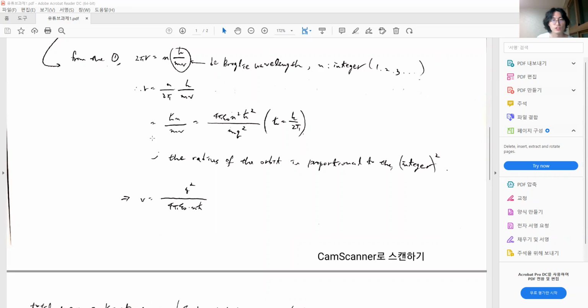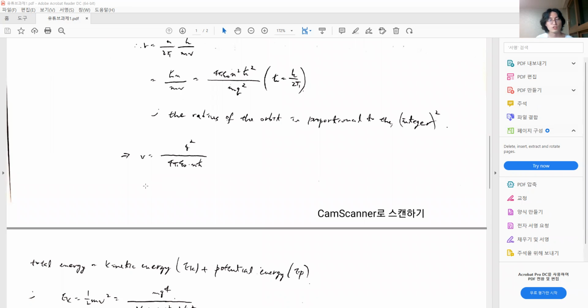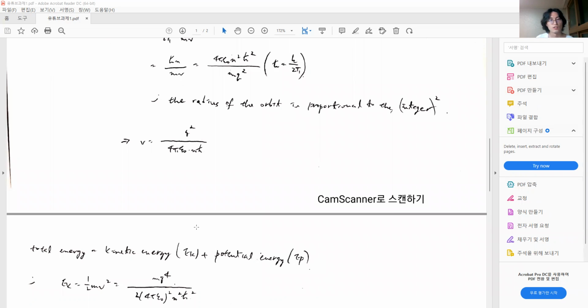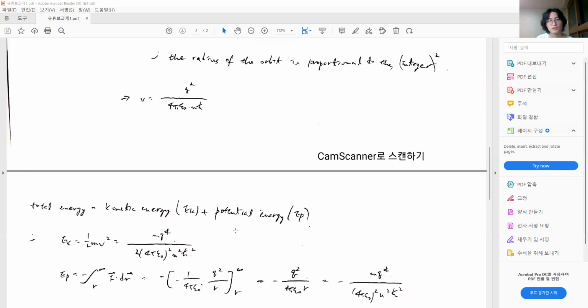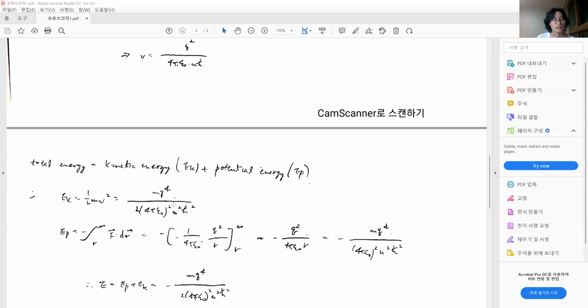From this equation, we can find the expression of velocity v, which equals q square over 4 pi epsilon 0 n h bar, and then we can calculate the total energy of the electron, which can be expressed by the sum of kinetic energy and potential energy. And here, the kinetic energy is half of mv square.